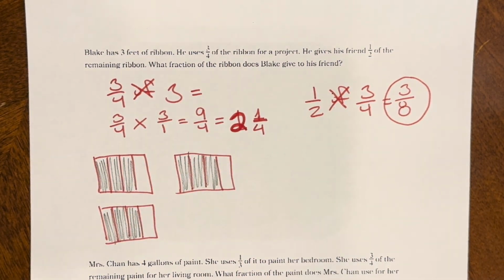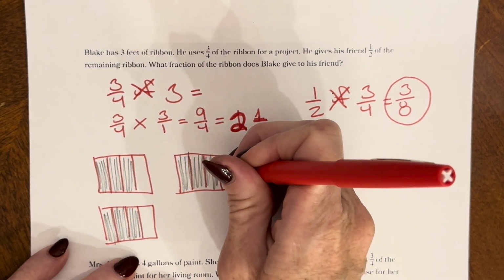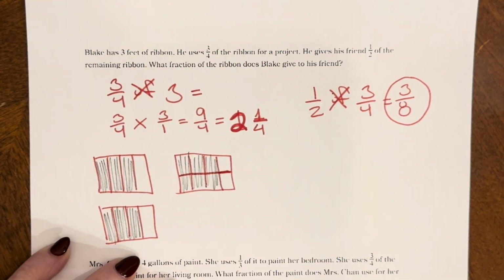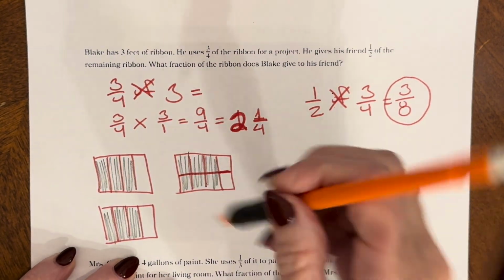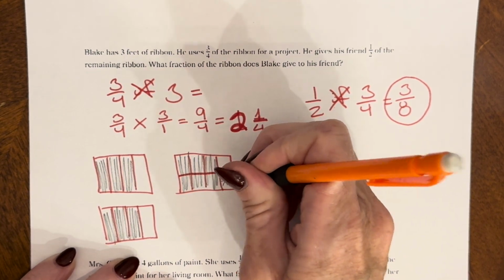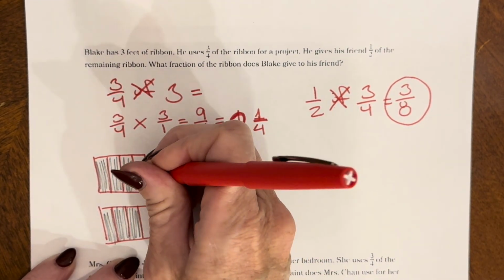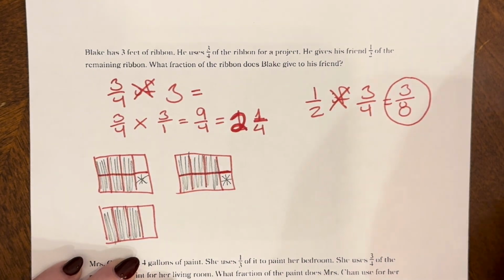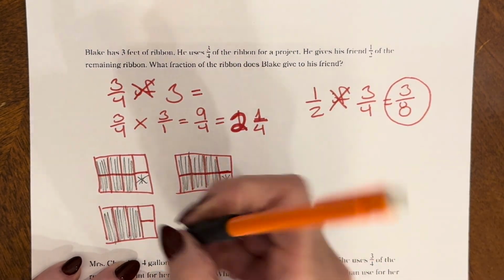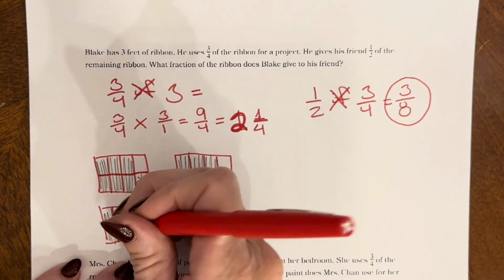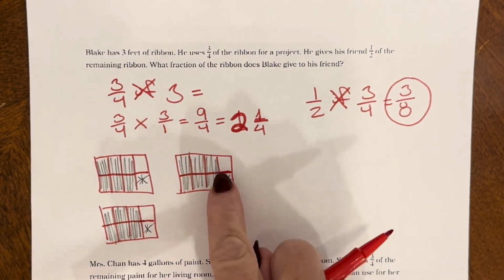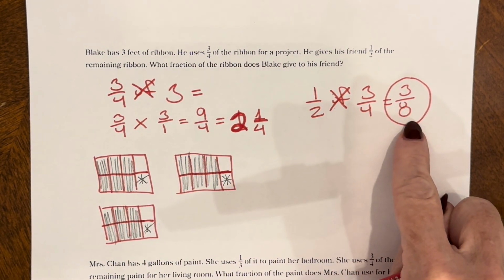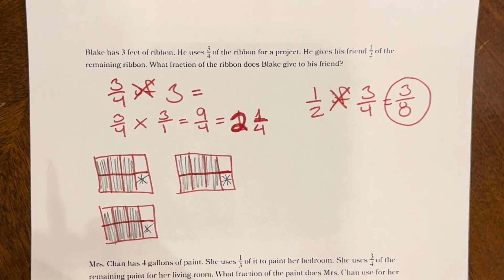But let's see if we could draw this as well. So he's going to give his friend half of that piece. But since I cut this one, I have to cut all of them. Okay, so he's going to give his friend this piece. That's the piece his friend gets. He's going to give his friend half of this one, and then half of that piece that's left. But we had to cut all of them. So did he give his friend 1, 2, 3 pieces? Yes. Are those pieces an eighth big? Yes. So that is what he gave his friend, 3/8.